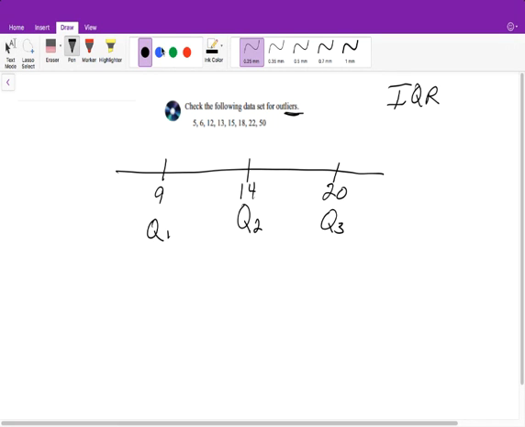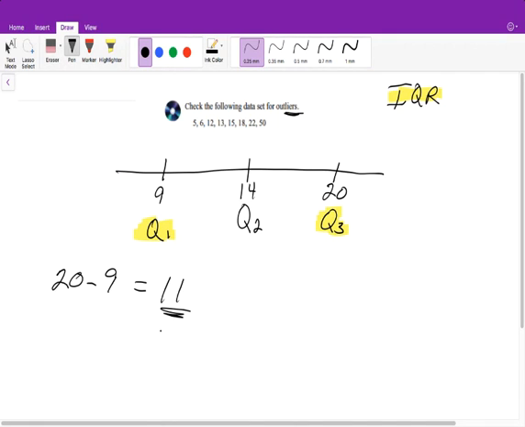Okay, but to find your outlier, we only need to find our first quartile and our third quartile. It's not really the median that we have to find, right? Because we need to solve for our interquartile range. So we would then do 20 minus 9. So our interquartile range is 11. Right? So that is the first step that we need to do when finding if we have any outliers, is we find the interquartile range.